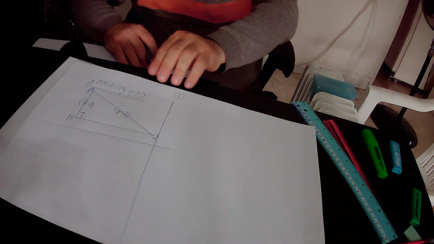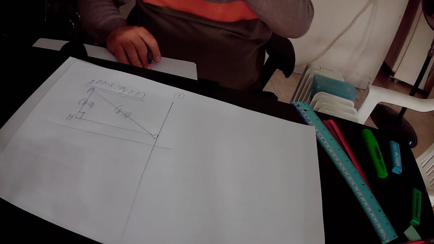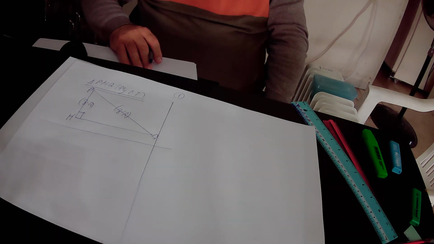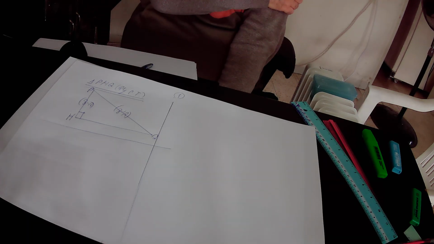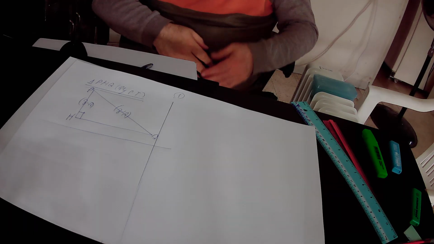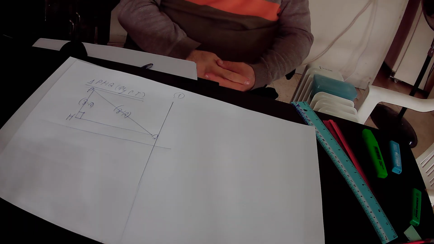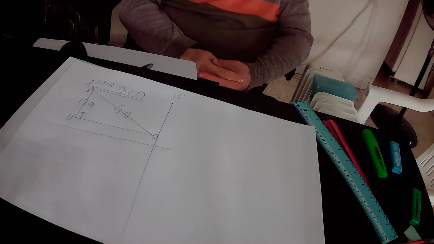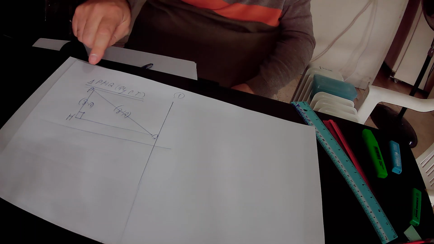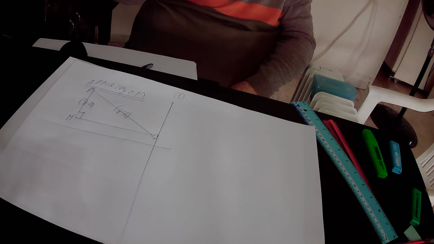So actually, this is the right triangle PHQ, the right green triangle PHQ from the original drawing. According to the Pythagoras theorem, in this right triangle PHQ, PQ square equals PH square plus HQ square. So I write it down.